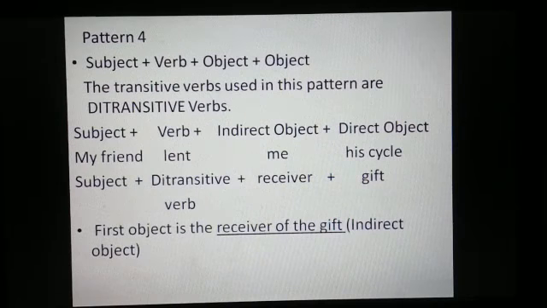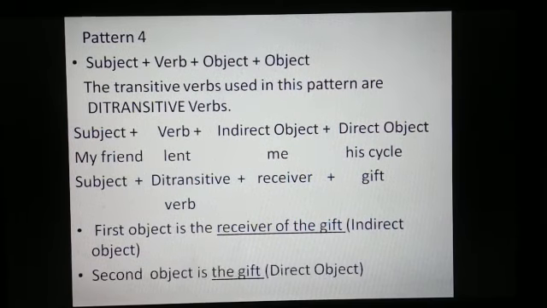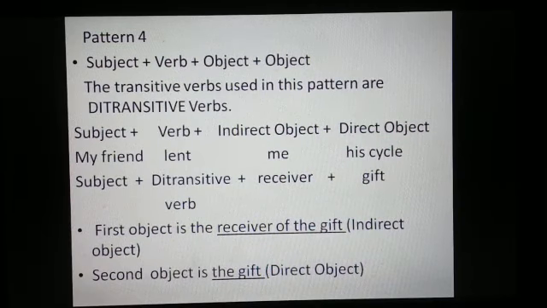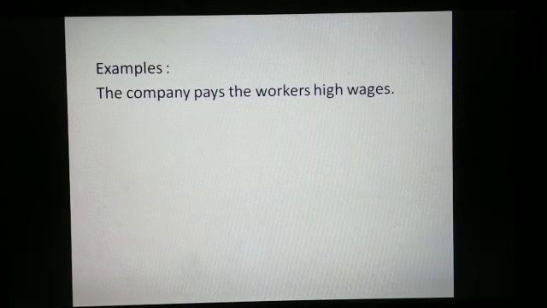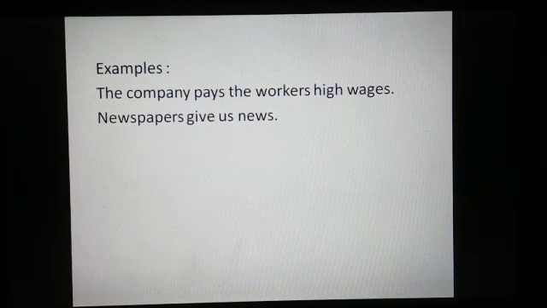First object is the receiver of the gift, which is the indirect object, and second object is the gift, which is the direct object. Now let's see some more examples. The company pays the workers high wages. Newspapers give us news.